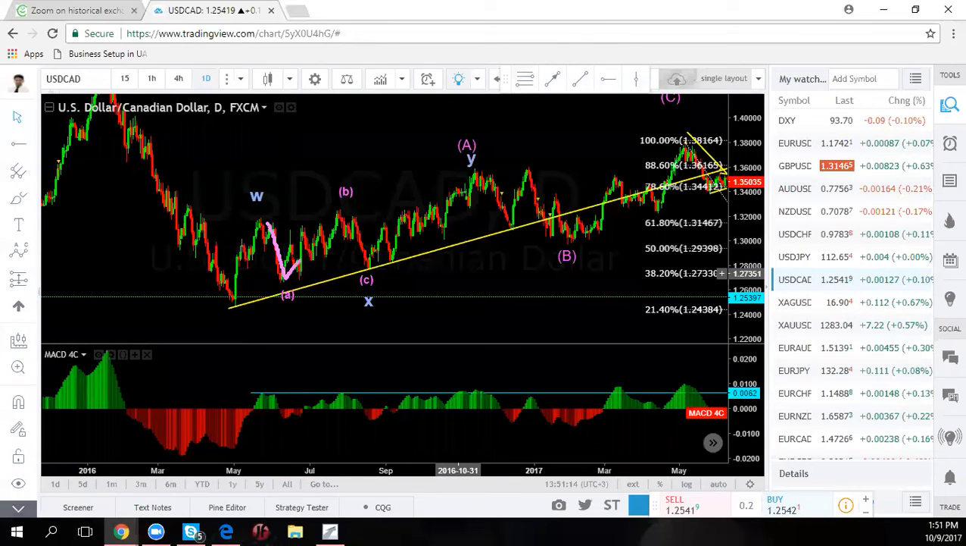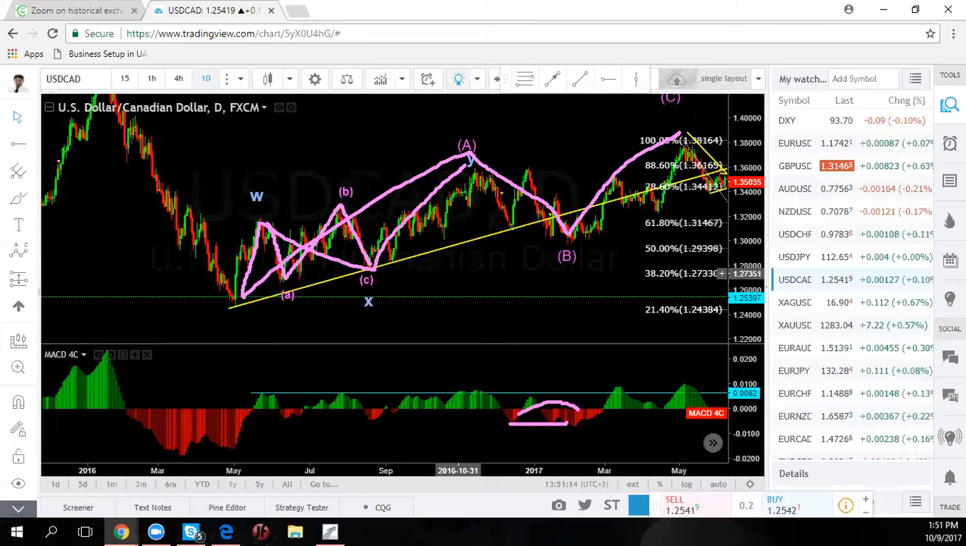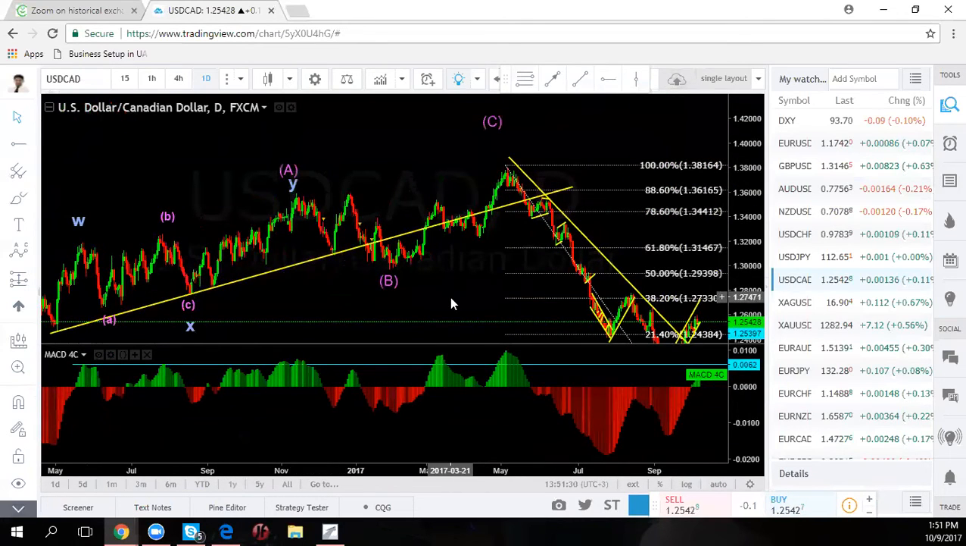So this becomes your ABC. This becomes your WXY. This becomes your ABC. And this actually has 3 waves in it. You can see that. You label it yourself. I think by now you can do that, right? And this has 3 waves in it. You can label it yourselves. Clear?